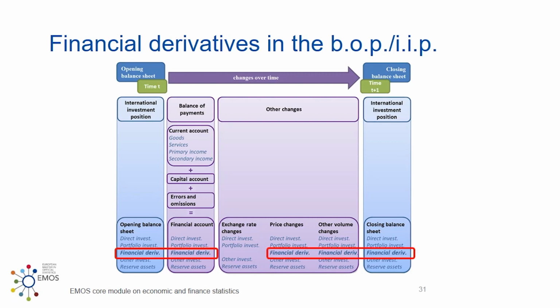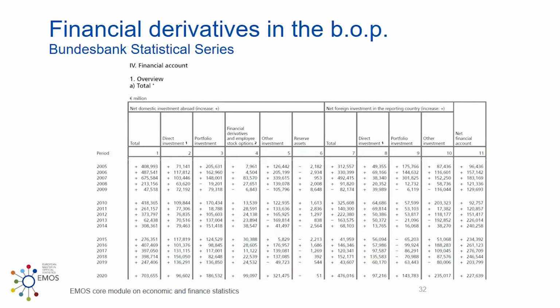For one, there is no primary income or investment income on financial derivatives, and also, by convention, there are no exchange rate changes for financial derivatives. We're going to talk about this a bit more in the next segment. So now let's have a look at the numbers of financial derivatives.